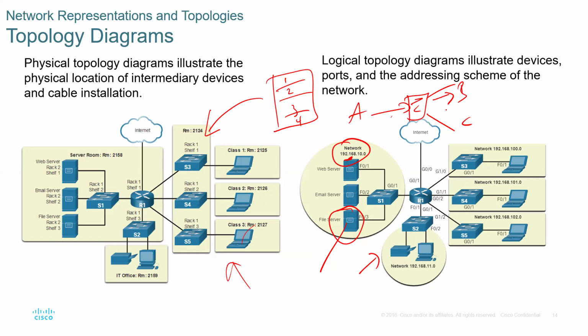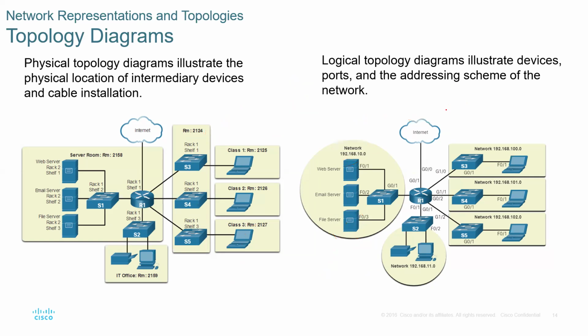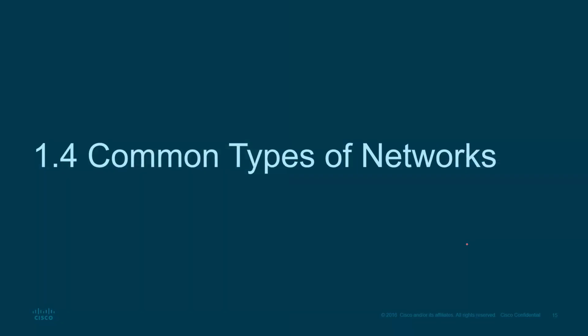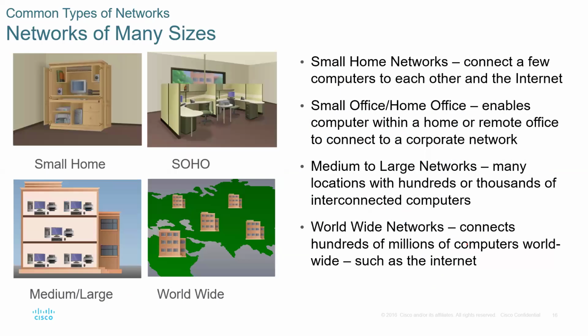So the same building design that we have in the physical topology shows my room numbers, my rack, shelf, etc. My floors, it's the same thing. But here we are showing my addresses, my port numbers. This is the port number, G0/1. That's the difference between the two types of topologies, and it will be very important to define those two topologies. You will definitely get a question on what a logical topology is and what a physical topology is.